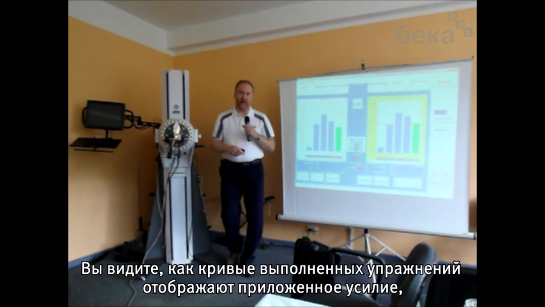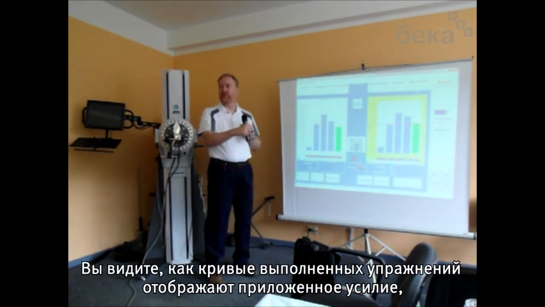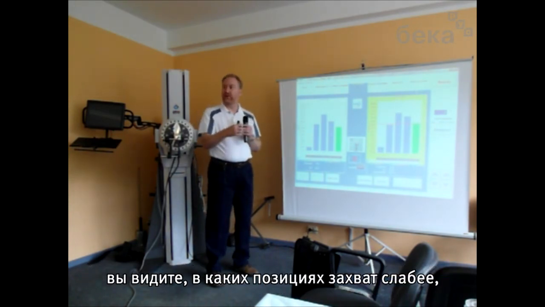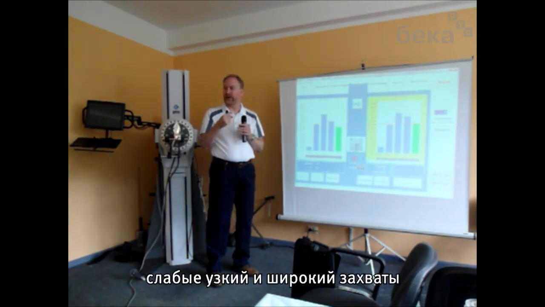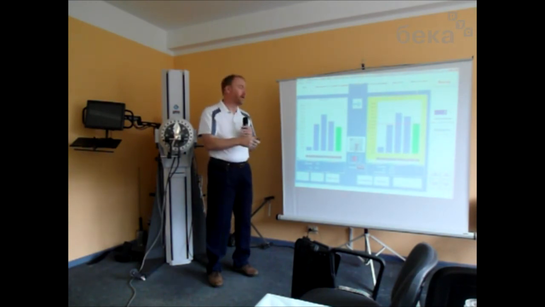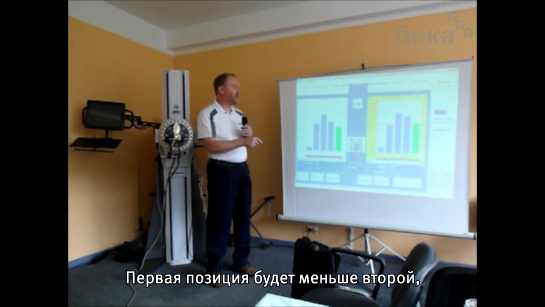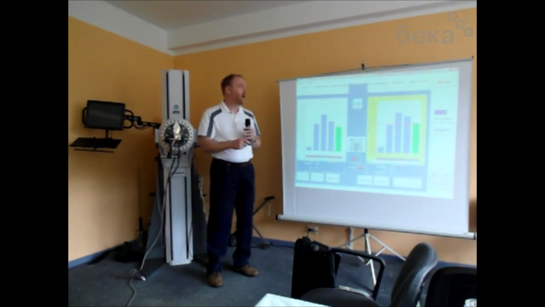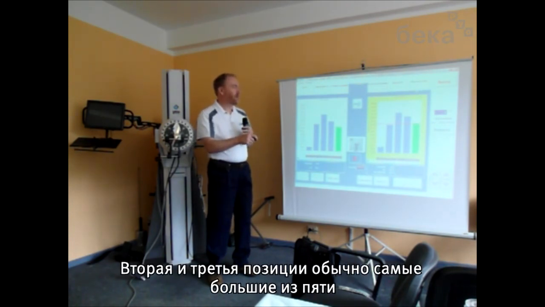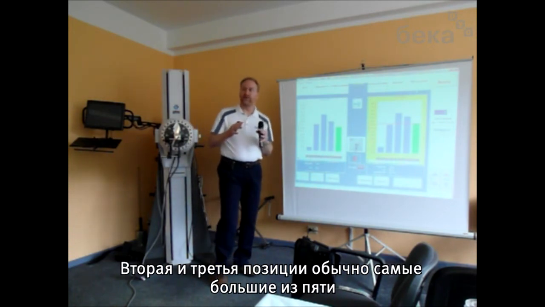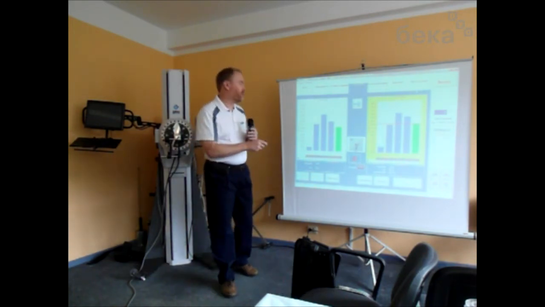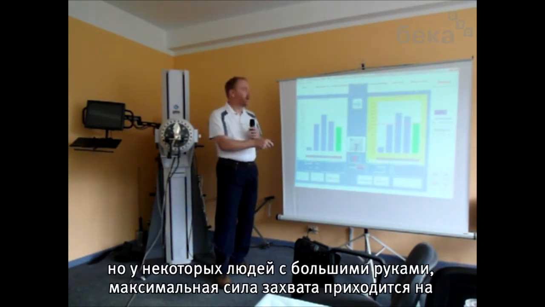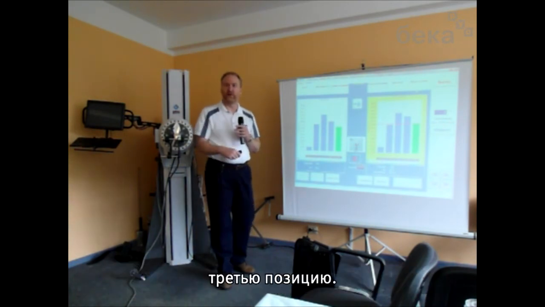So you can see how the curves of the 3 trials generally forms a bell curve. But again, the expectation is that you're weaker at the ends of the range of motion for your fingers. You're weaker when the fingers are tighter gripped and when they're fully extended. So position number 1 should be less than position number 2. Position number 5 should be less than position number 4. And then again, positions 2 and 3 tend to be the stronger of the 5 positions. Most people have their strongest in position 2, but there are some people with larger hands where their power or their maximum grip position is the 3rd position.